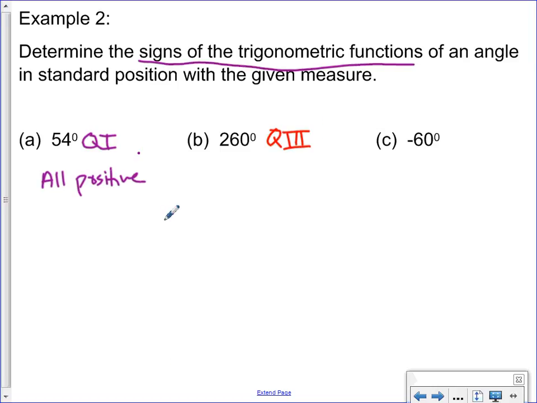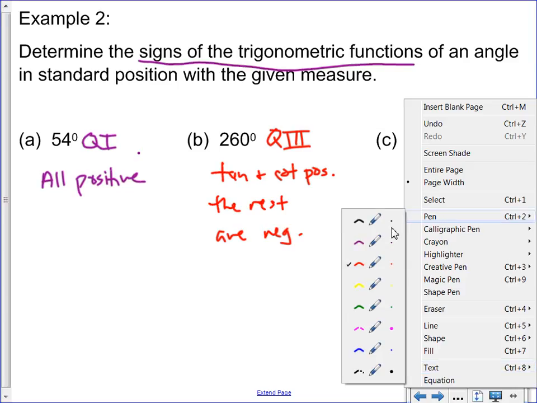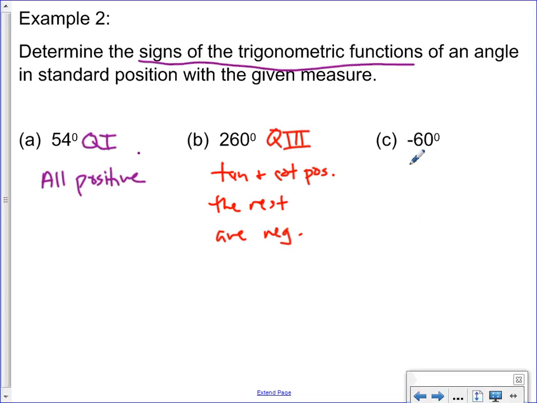What's positive in quadrant 3? Tan and cotangent are positive. The rest are negative. Okay. Negative 60 degrees. What do you have to do? Add 360, and make it between 0 and 360 so you know the actual angle, right?